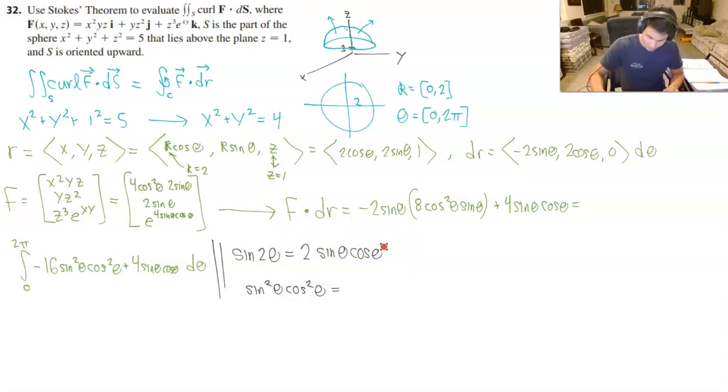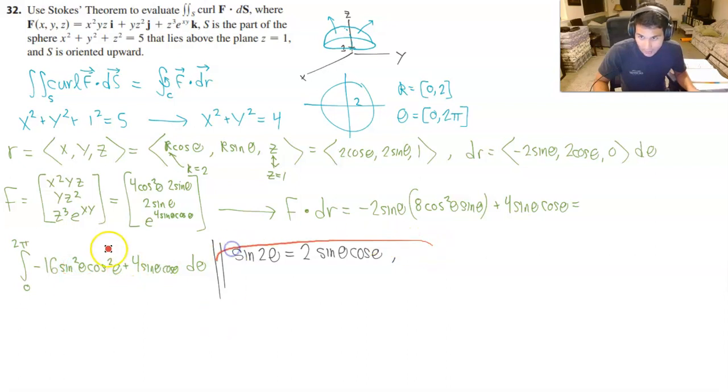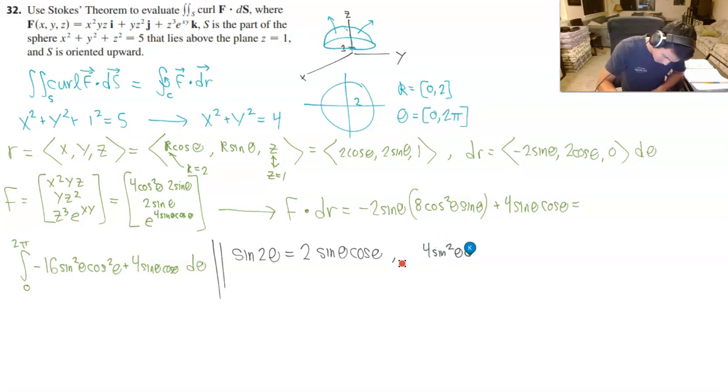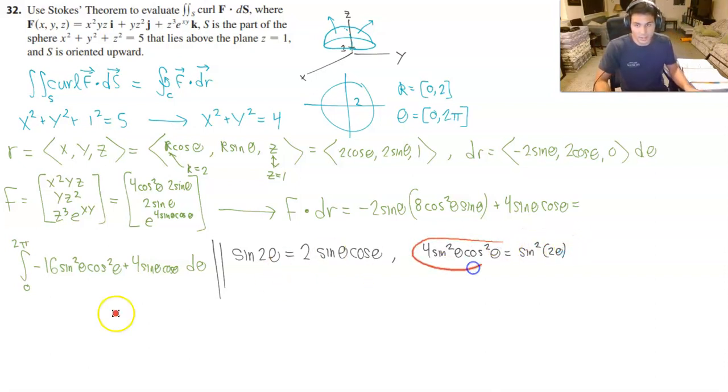Sorry, let me restart this and give you guys a better explanation. So we want to use something like this for this guy. If we take the square of this side, we're going to get 4 sine squared theta cosine squared theta. And if we take the square of the other side, since we have to do the same to both sides, we get sine squared 2 theta. So this now looks kind of like this.